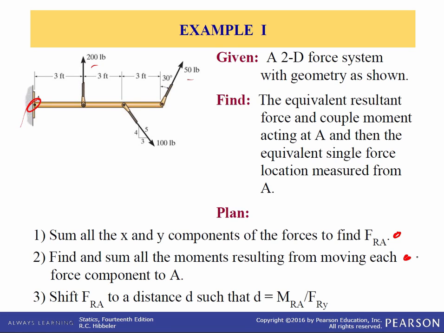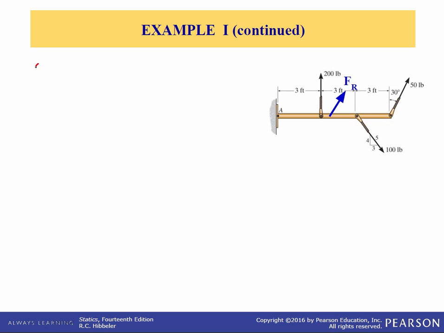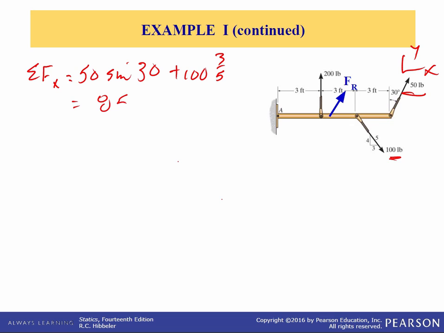We're going to find and sum all the moments, and then we're going to shift F sub r to a distance d such that the moment will be the same as it was in the original problem. So let's sum forces in the x direction, and that is equal to, we have this 50-pound force here. It's positive x, and so that is 50 times the sine of 30. We've got this 100-pound force on a 3, 4, 5, and its x component is also positive, so that would be plus 100 times 3/5. And that is equal to 85 pounds.